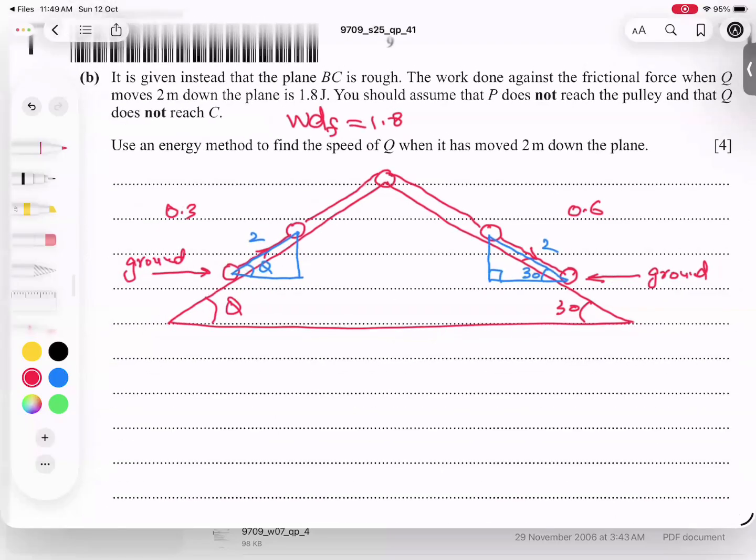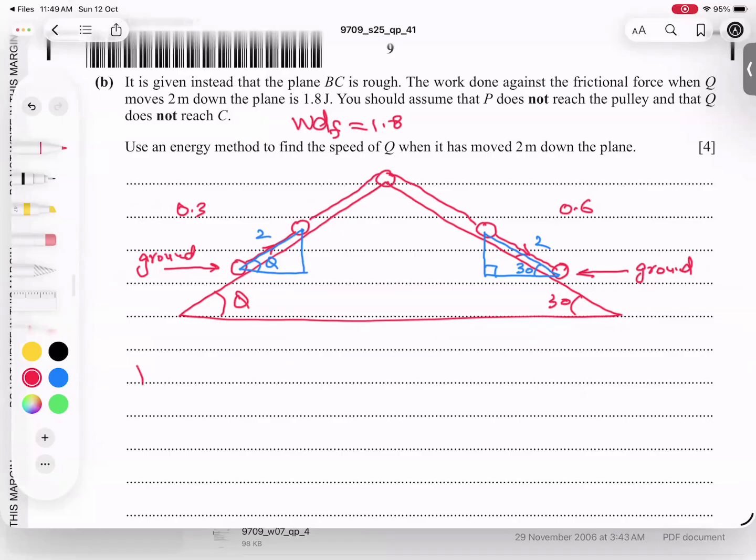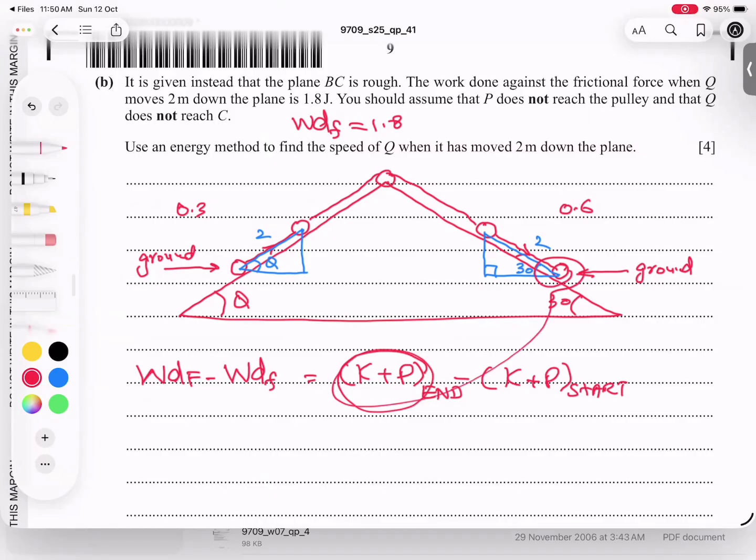So now what is the technique? We will use the magic formula. And what is the magic formula? Work done by applied force plus work done by frictional force is equal to kinetic energy plus potential energy at the ending point minus the starting point. Ending point means the kinetic and potential energy of the system we talk about, not one particle. So we talk about particle Q and we talk about particle P.